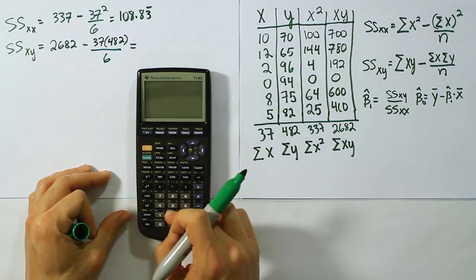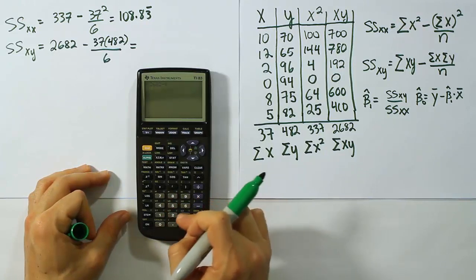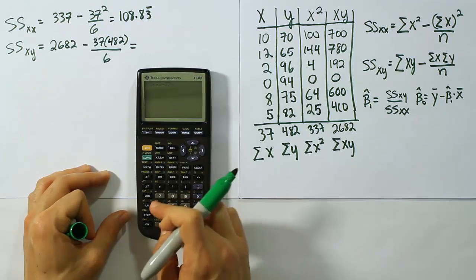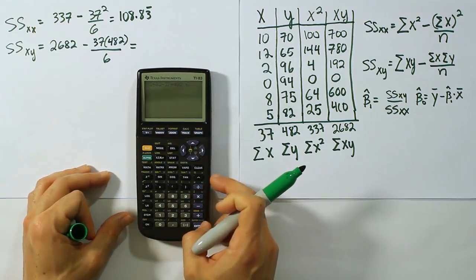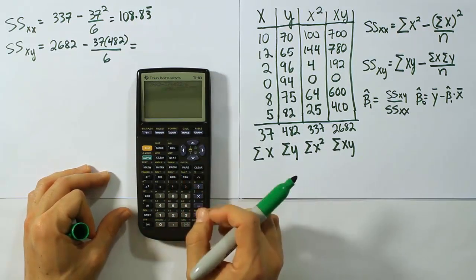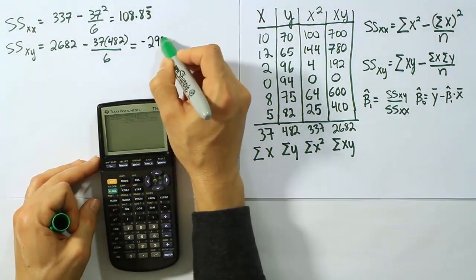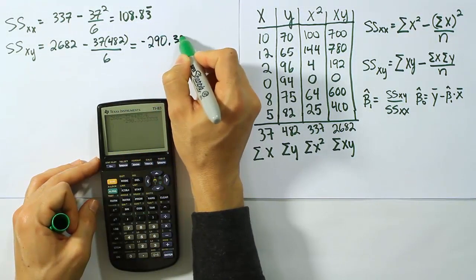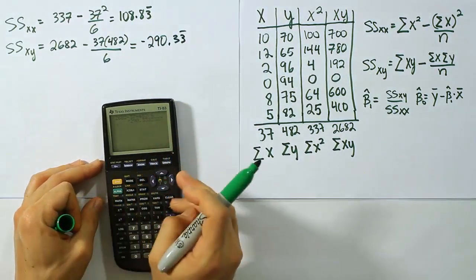It'll be 2,682 minus 37 times 482 divided by 6. Realize we don't need any special parentheses or anything, just plug it in as you see it. And we get an answer that's negative, minus 290.333, so on and so forth. So just say 3 repeating at that point.